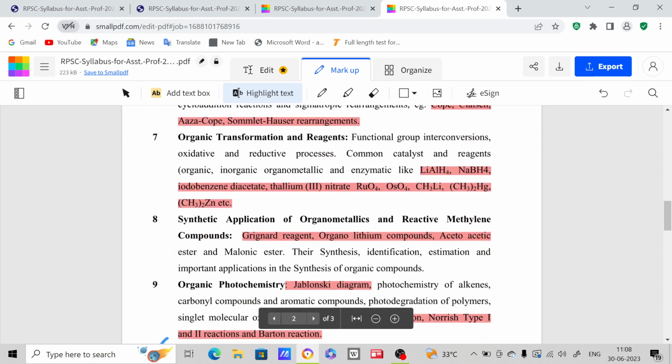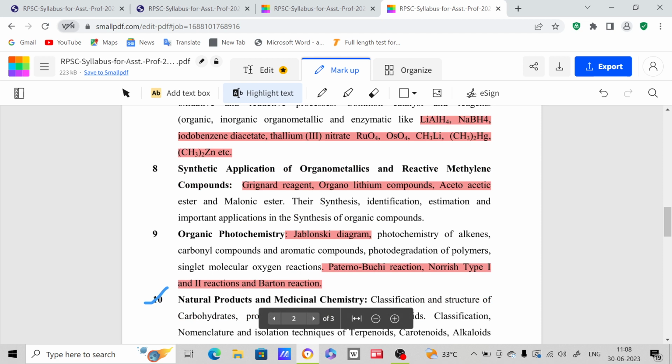So next one is organic transformation and reagents. In these reducing agents, lithium aluminum hydride, sodium borohydride, you people read about this. So next one is, these are oxidizing agents. Osmium tetroxide very important, ruthenium tetroxide very important, methyl lithium very important. Okay, these reducing agents are very important. Okay, these reagents particularly which I have marked here, these are very important.